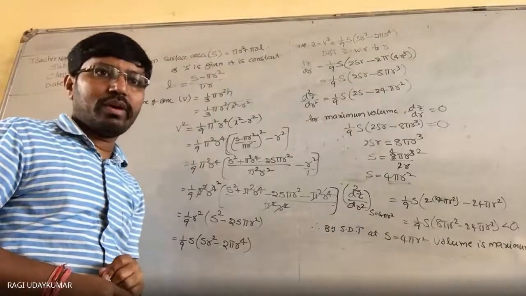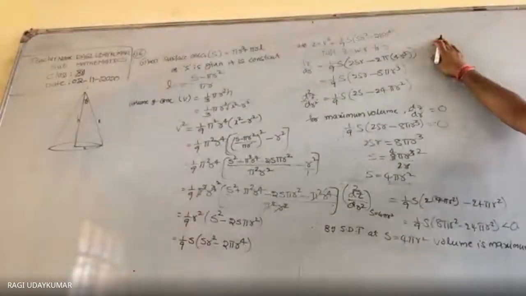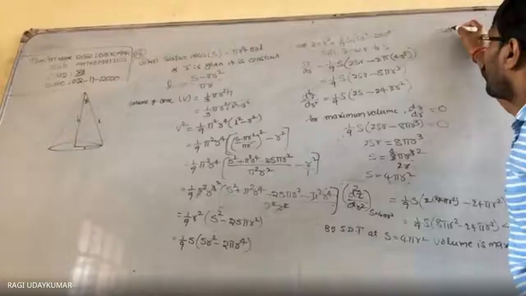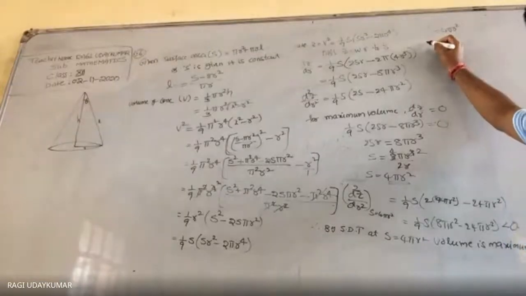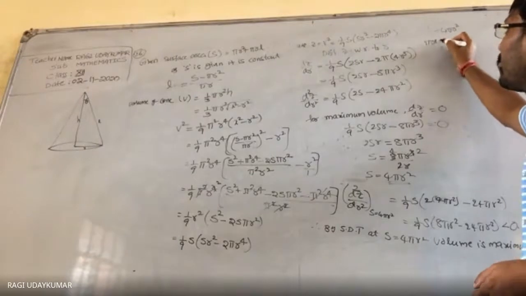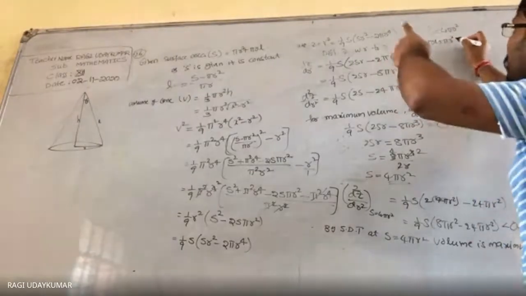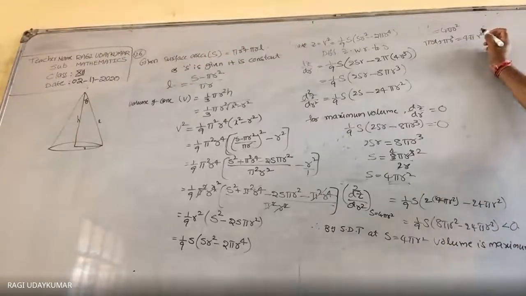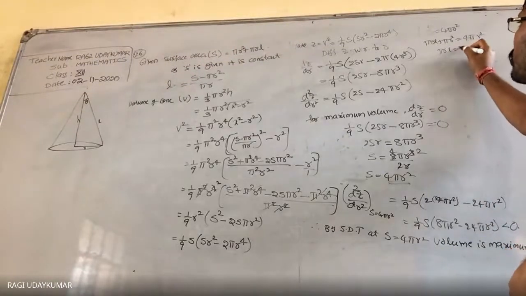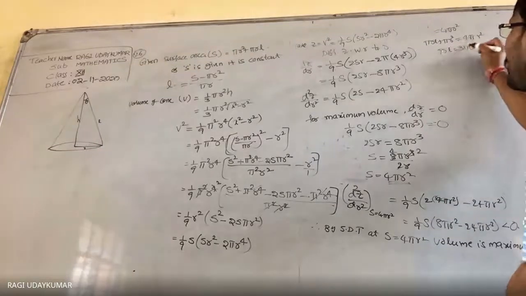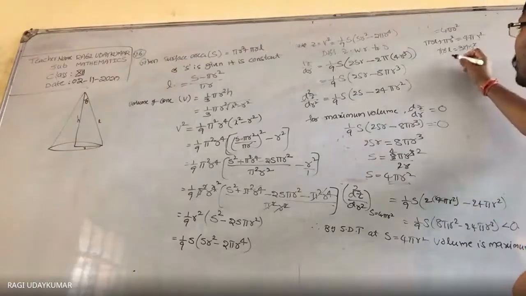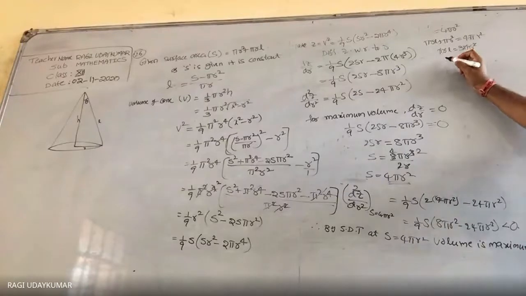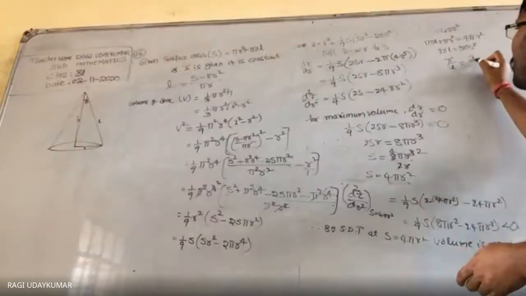Equate both. Is it visible here? Invisible. Okay. Yes, sir. S is equal to 4 pi r square. So what is the S value here? Pi r L plus pi r square is equal to 4 pi r square. So from this what are you going to get? Pi r L is equal to 3 pi r square. So the ratio you are going to get, r by L, is equal to 3 by 1.